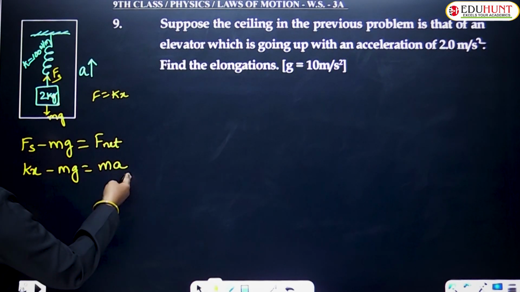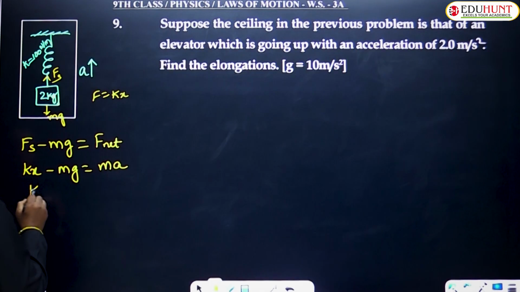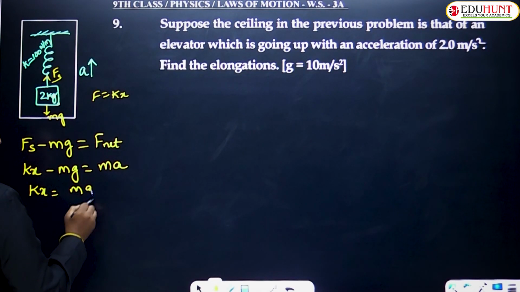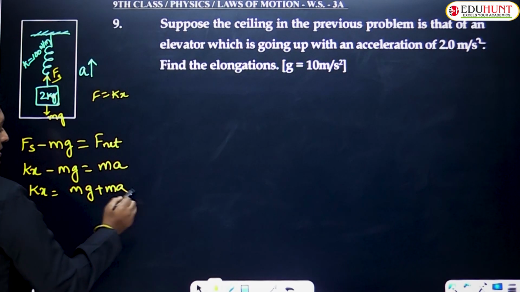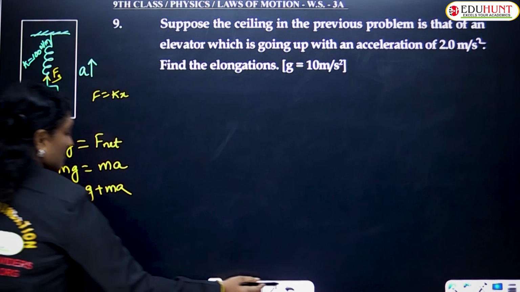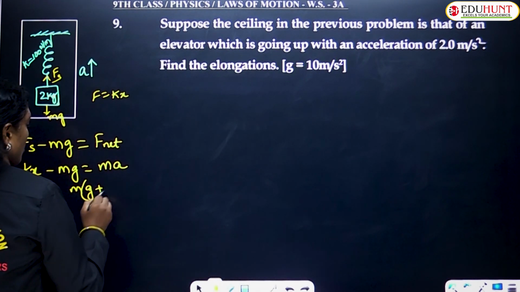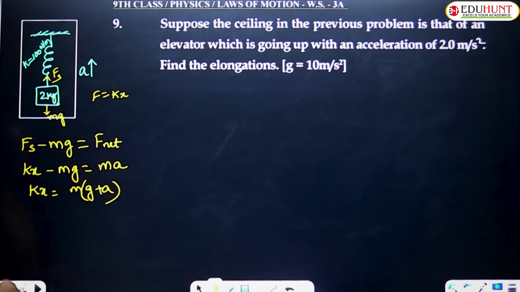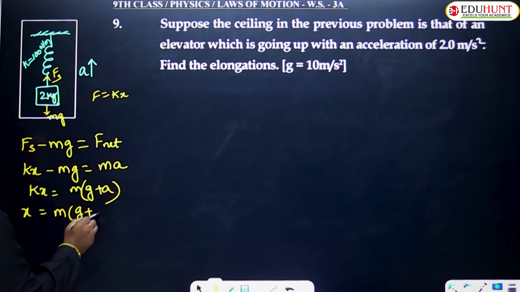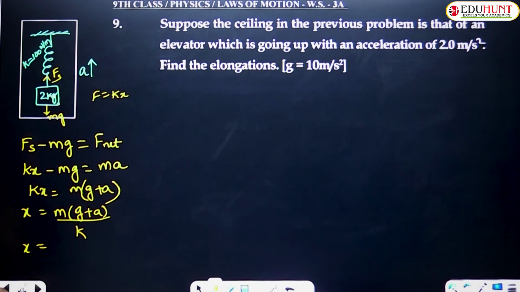Bringing minus mg to the other side, we have Kx is equals to mg plus ma. What is common in both? m is common, so let us take out m as common. Then you are left with kx is equals to m into (g plus a), or x is equals to m into (g plus a) upon k. Substituting the values, you can find the elongation in the spring.